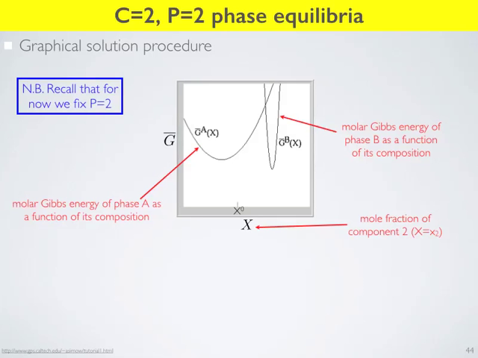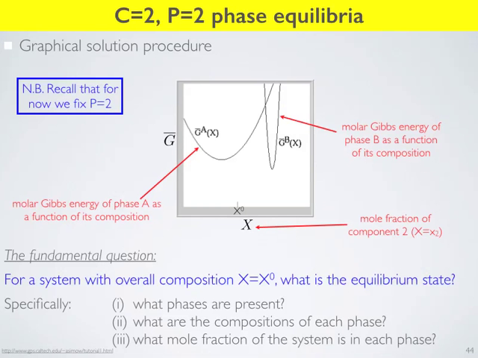Okay, so we have these two curves. Recall we're fixing P equal to 2, so the number of phases is 2, and we just need to worry about phase A and phase B. So we've gone from alpha and beta to capital A and capital B. Sorry for the change in terminology, but it's the same thing. Okay, we can plot these things, that's fine. Now how are we going to enforce our condition of equality of chemical potentials for each component between the two phases? I'll show you how we can do this in a very simple way.